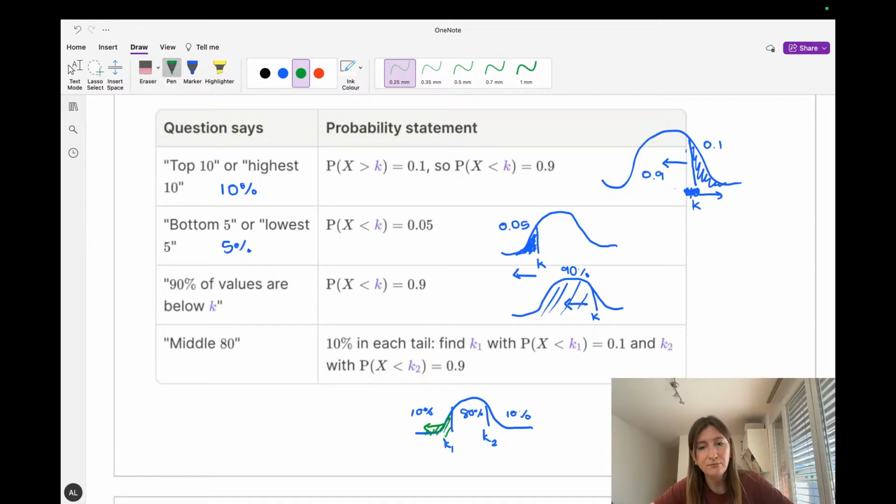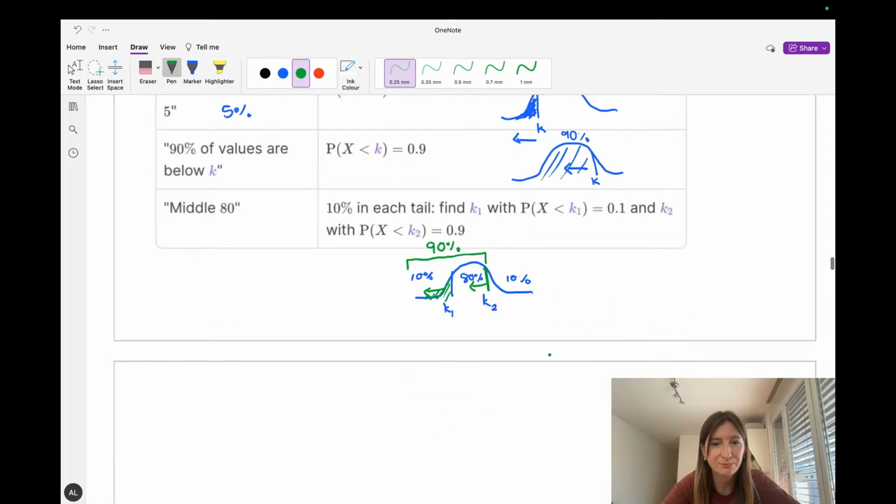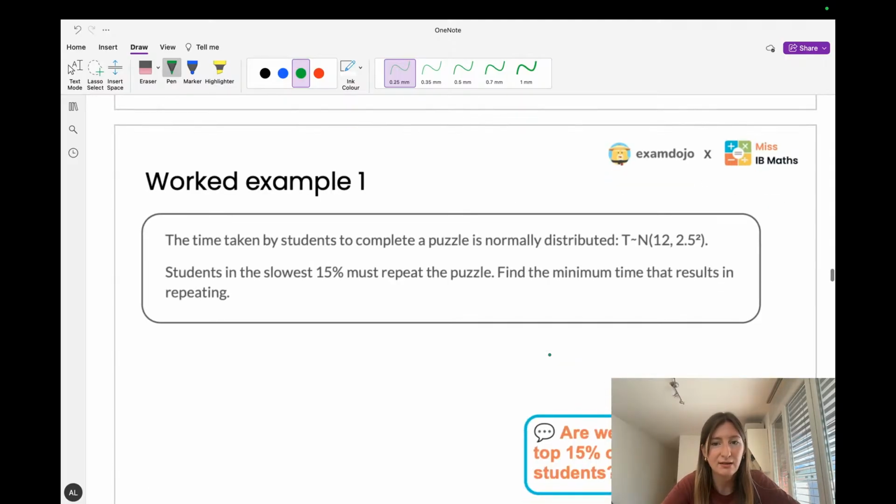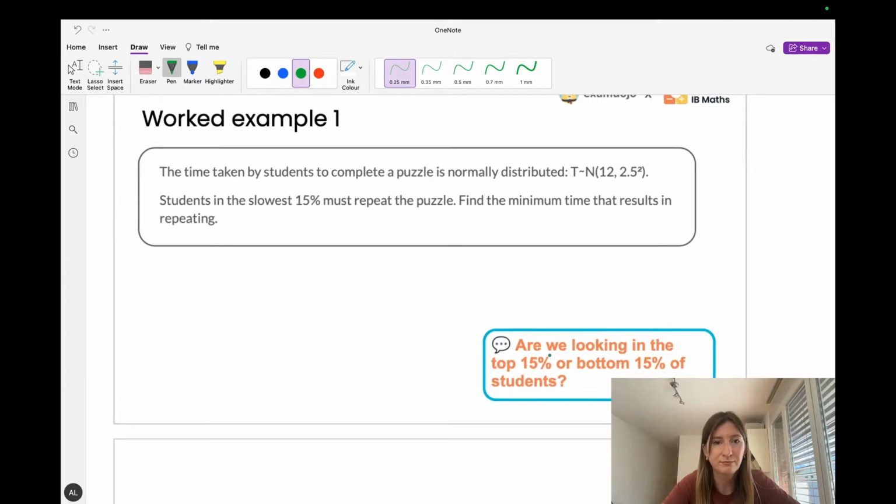For this one, however, if I want this value, everything to the left is actually going to be 80% plus 10%, so that will be 90%. If I want this value, I want to know everything to that side, which is in total 90%. So these are just a couple of ways the question might ask. Again, a diagram helps. Let's see what that looks like in an actual example.